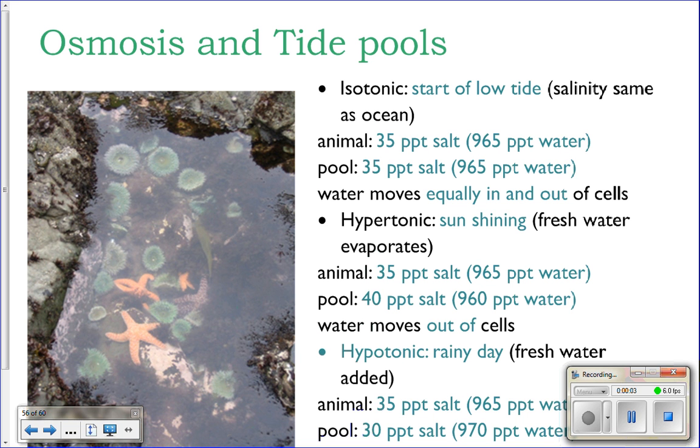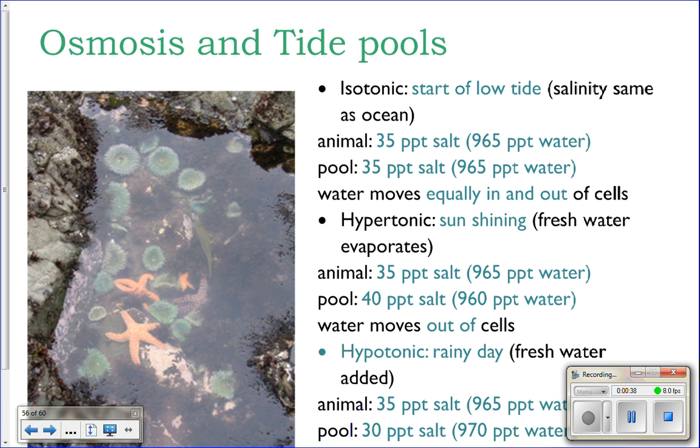So animals that live in tide pools are going to be especially affected by this idea of osmosis because they are going to be trapped in these tide pools, and when the tide is high, the salinity in that tide pool is going to be whatever the local salinity is, or we're going to say the average ocean salinity, which is 35 parts per thousand. And so when the tide is high and it's 35 parts per thousand, we're going to say that that's isotonic to the animals that live in the tide pool.